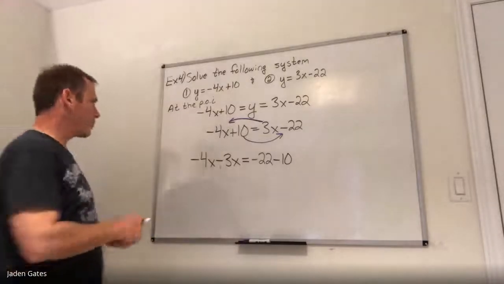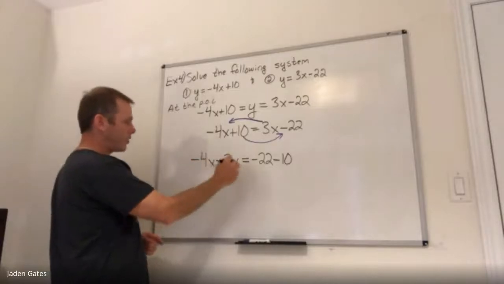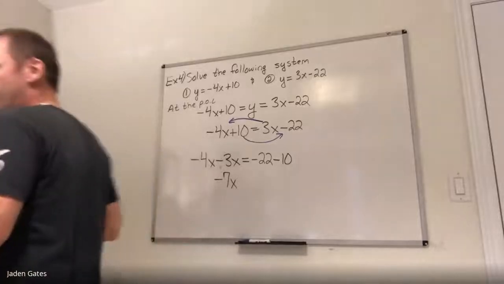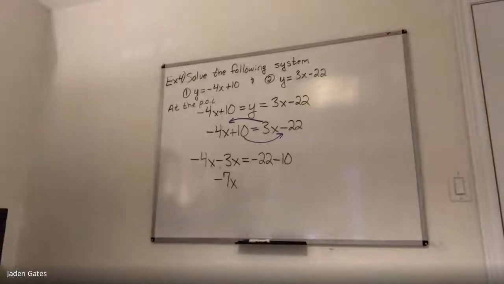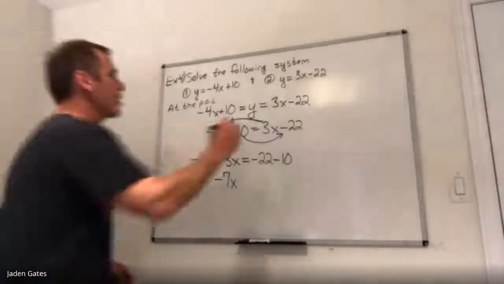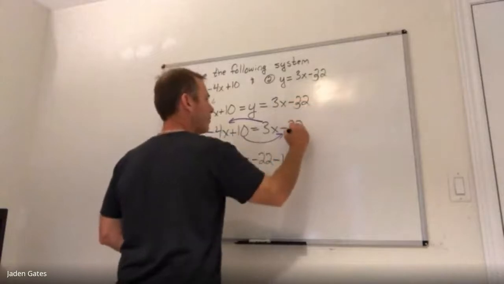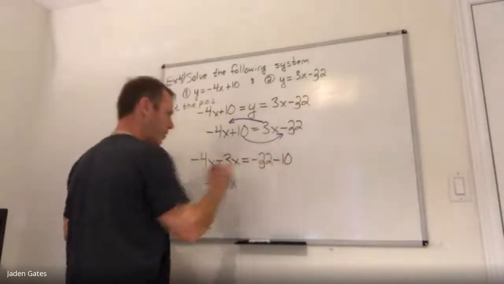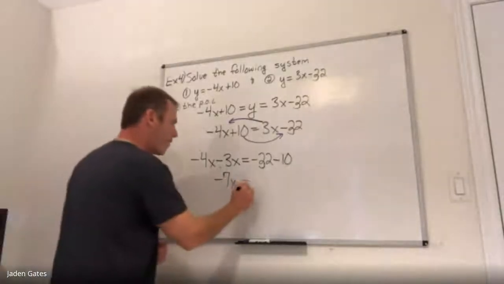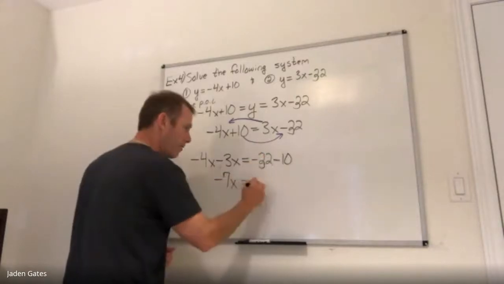Let's see here. I've got minus 4x minus 3x. That's minus 7x. Then we have, whoops, I think I wrote the question down wrong here. It's minus 32, not minus 22. Let's fix that before I get calculating here. There we go. So what I have here is minus 32 minus 10, which is minus 42.